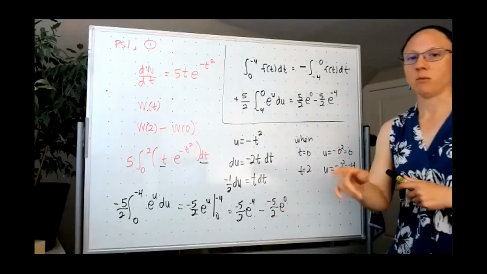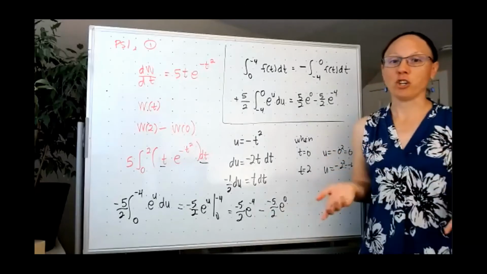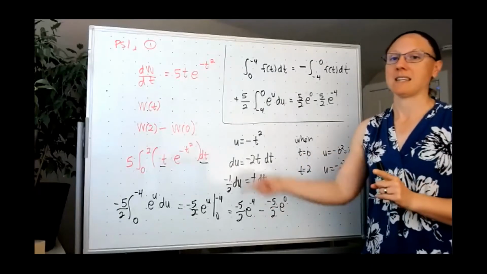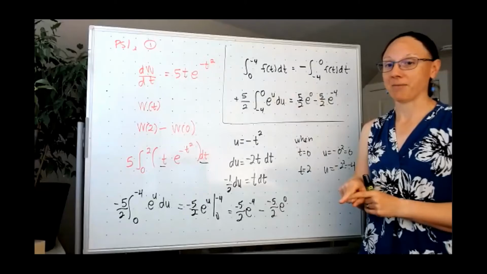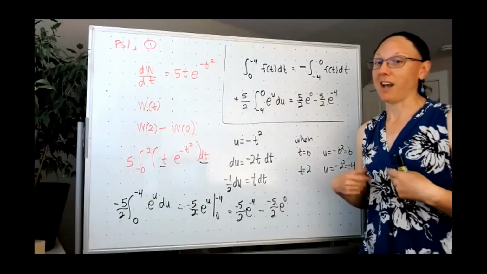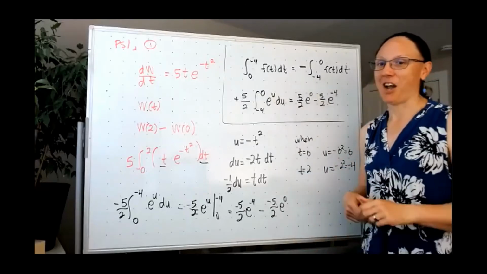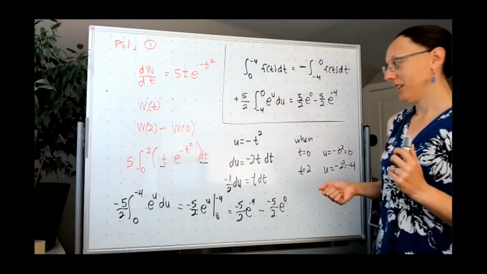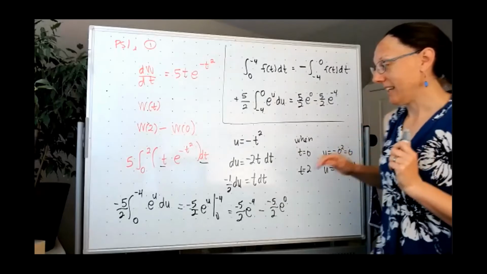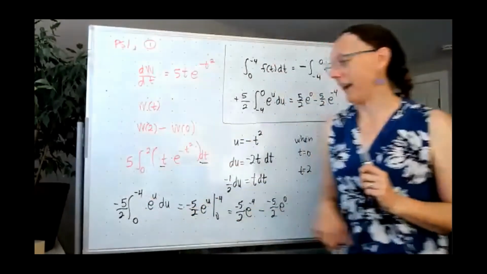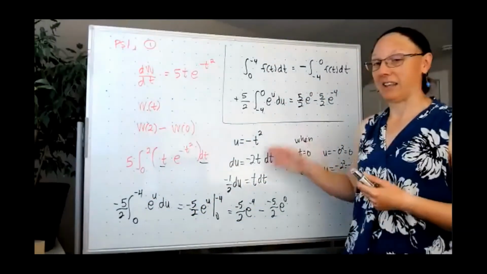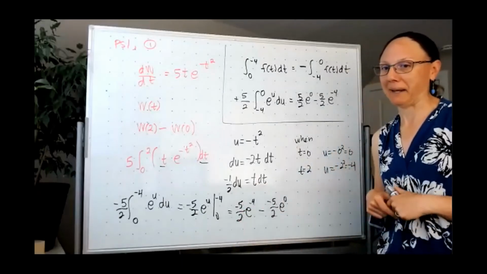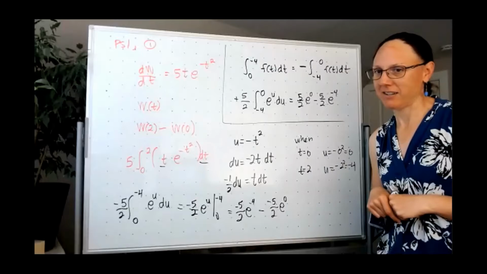The other option, which someone brought up, is do you even have to change the endpoints? You don't have to change the endpoints as long as you plug back in at the end. So the other option would be to not write this as 0 and -4, but to leave it in the values from t and then plug back in at the end.